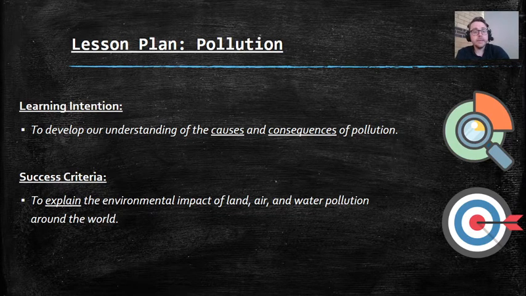So our learning intention this lesson is to develop our understanding of the causes, so what causes pollution, and then the consequences, so what is the impact of pollution. And our success criteria is to explain the environmental impact of land, air, and water pollution around the world. Those are the big three categories that we break down or classify pollution into.